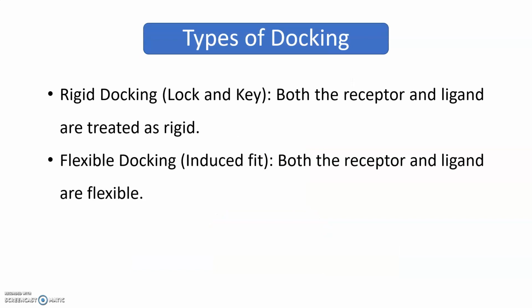Rigid docking is also called the lock and key model. So both the receptor and ligand are treated as rigid, means their structure is not changed. Only if the ligand binds to the receptor properly, then only that effect will be shown. But in the flexible docking, induced fit docking, the structure of receptor and ligand can change according to each other. And that's why it is called flexible docking.